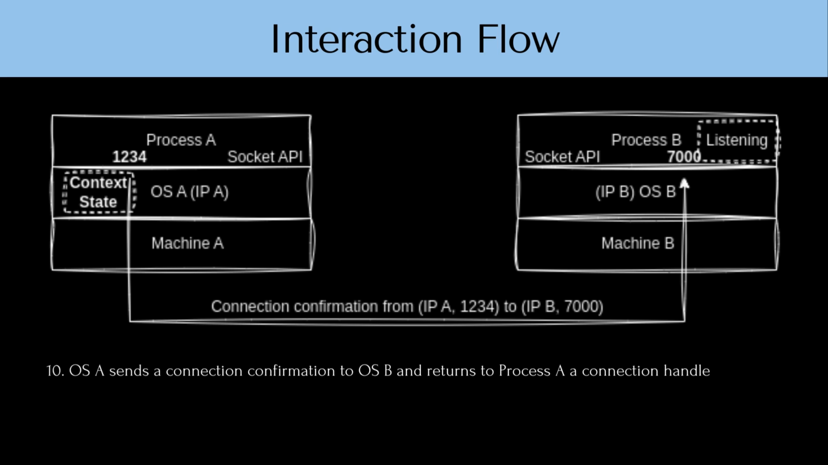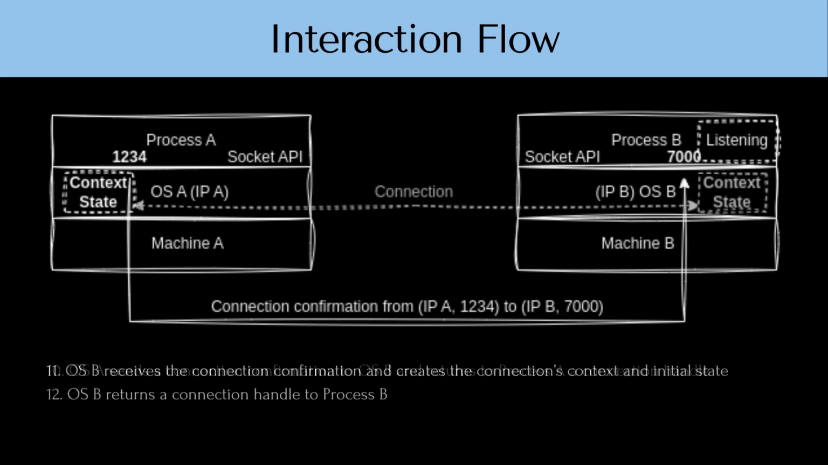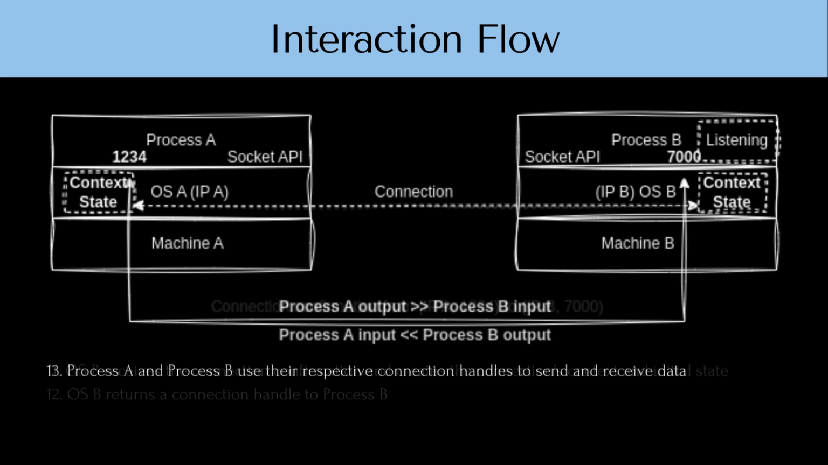OS B receives the connection confirmation and creates the connection's context and initial state. Finally, OS B returns a connection handle to process B. At this point, the connection has been established between the two processes. Now, they can start exchanging data using their respective connection handles, just like writing to or reading from an open file using its handle.